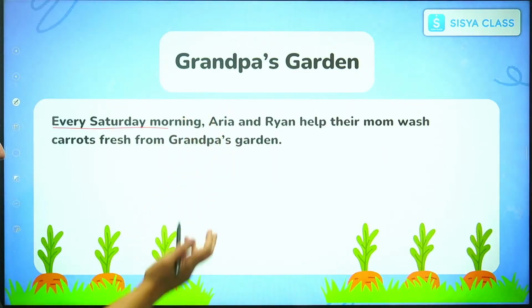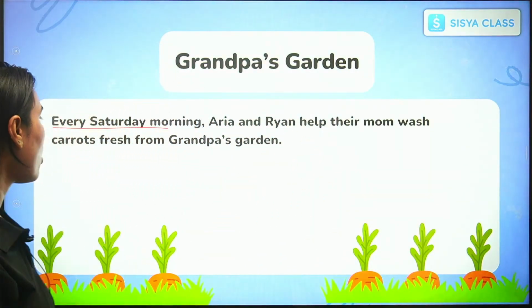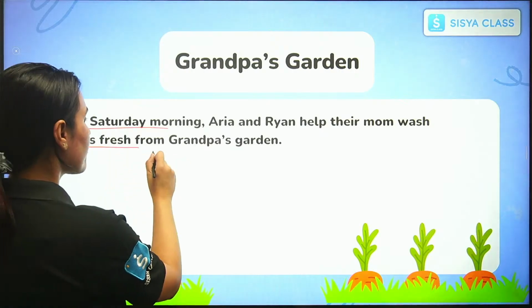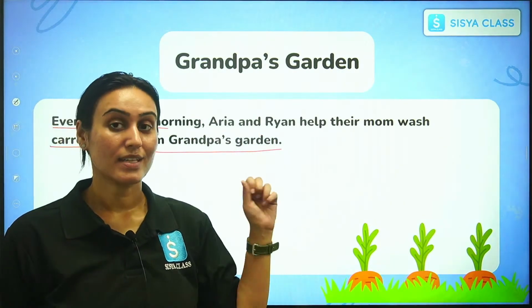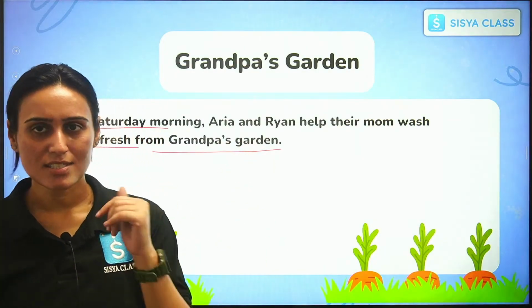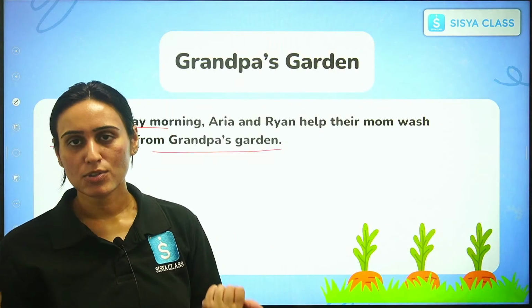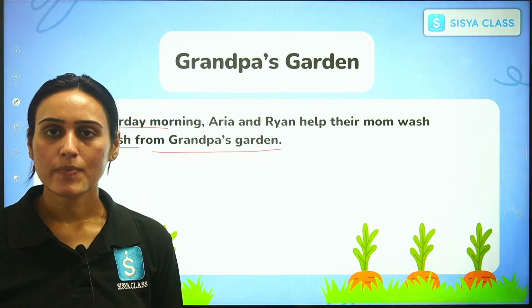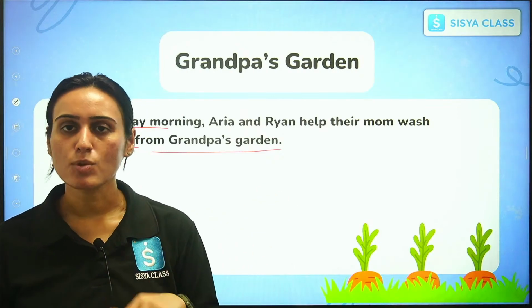So every Saturday morning, Arya and Ryan help their mom wash carrots fresh from grandpa's garden. So grandpa's garden has these carrots. We like to eat carrots. So there are two kids just like you. They go to the garden and pick out those carrots and they want to eat them. So how will they eat them? They have to wash them first. So their mom helps them to wash the carrots.